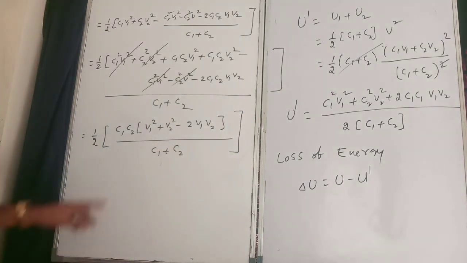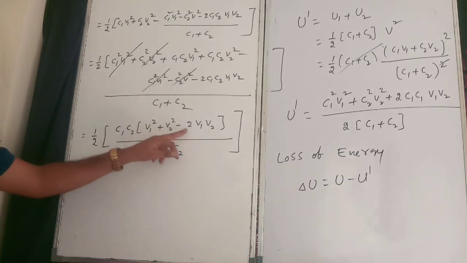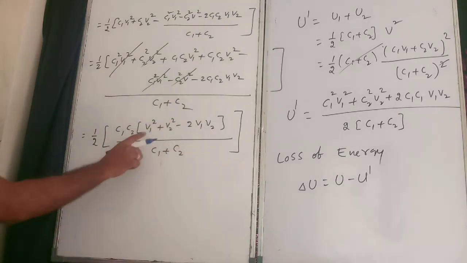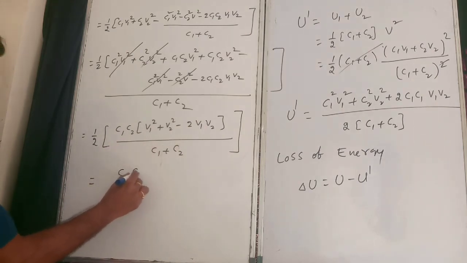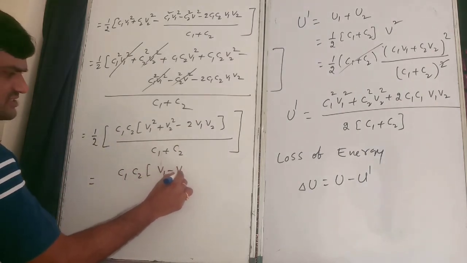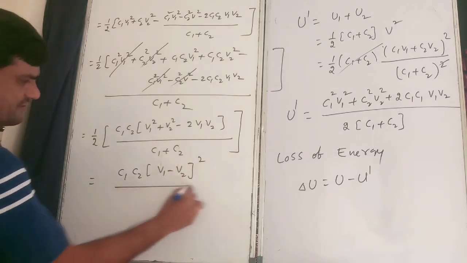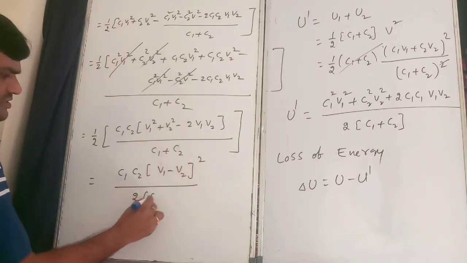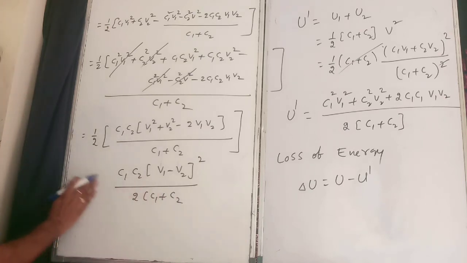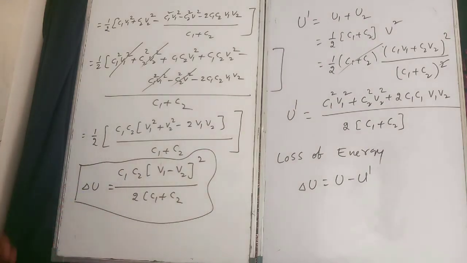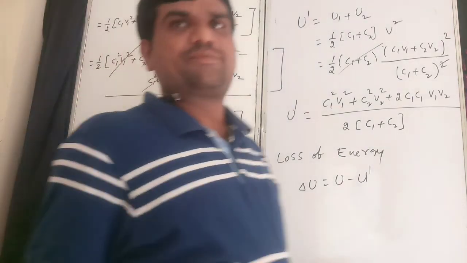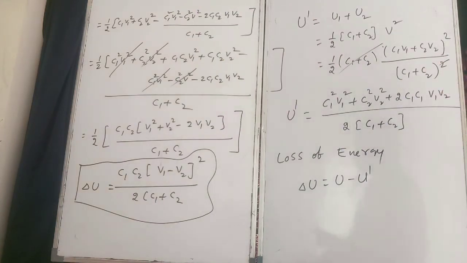A square plus B square minus 2AB. Therefore C1 C2 (V1 minus V2) whole square divided by 2 (C1 plus C2). This is the loss of energy. That's it. This is our chapter finished.